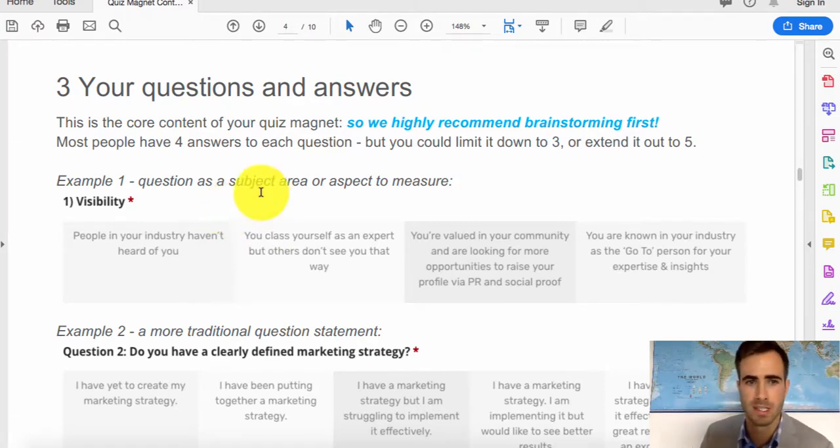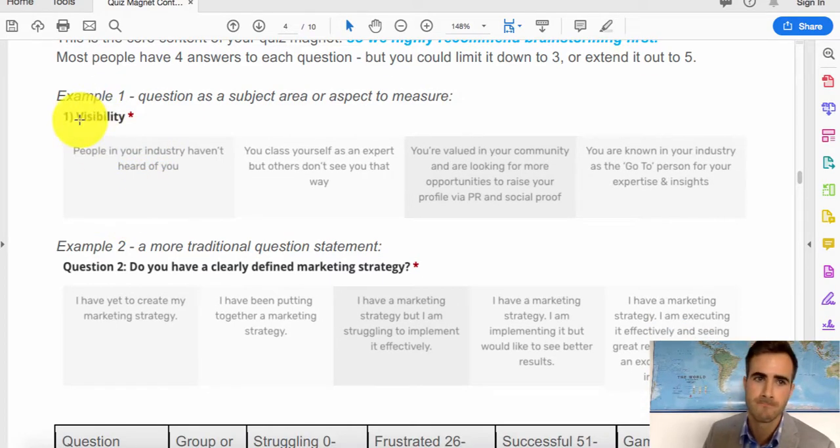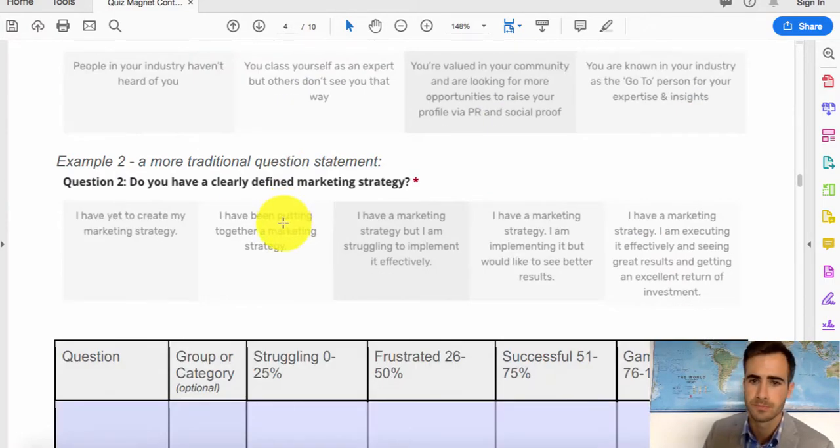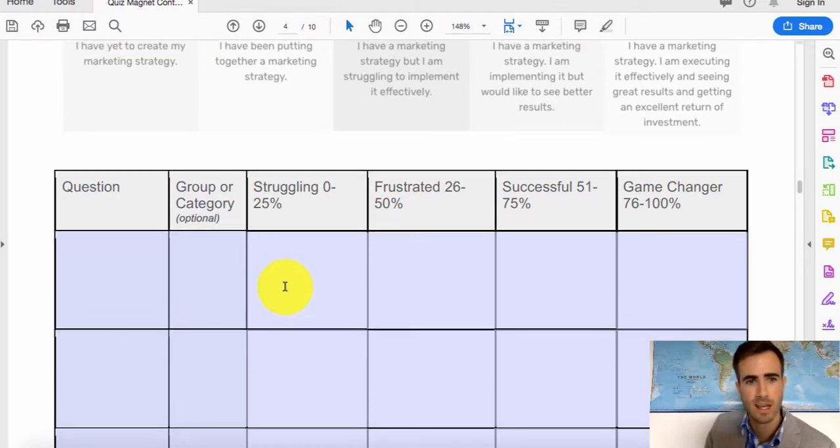Step number 3, once you have your headline, this is where the core content of your quiz comes in, and this is your questions and answers. Now, again, as we said, the way we do it is you have either a subject line or a question at the very top, like it says here, visibility, and then you've got your 4 different sort of answers underneath. If we go down and look at the grid, this is how it works.